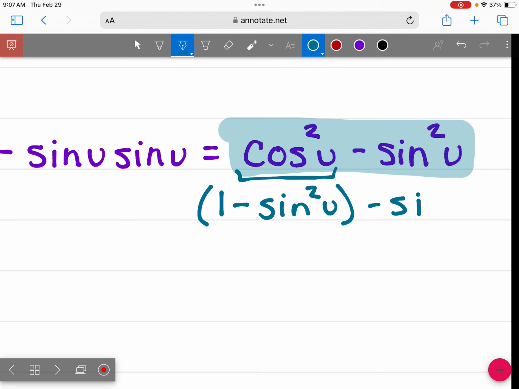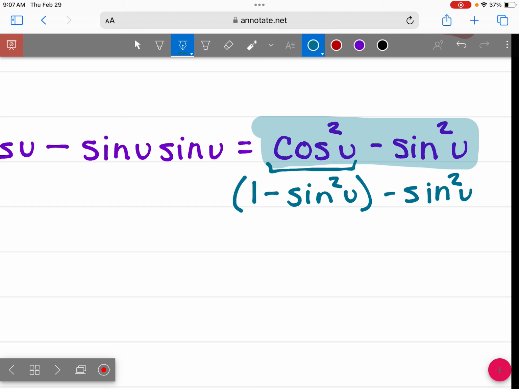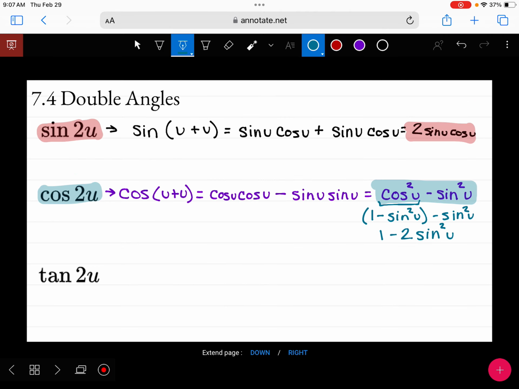Minus sine squared. So we could also write this as 1 minus 2 sine squared u. So I can get cosine in terms of just sine. This means the exact same thing.